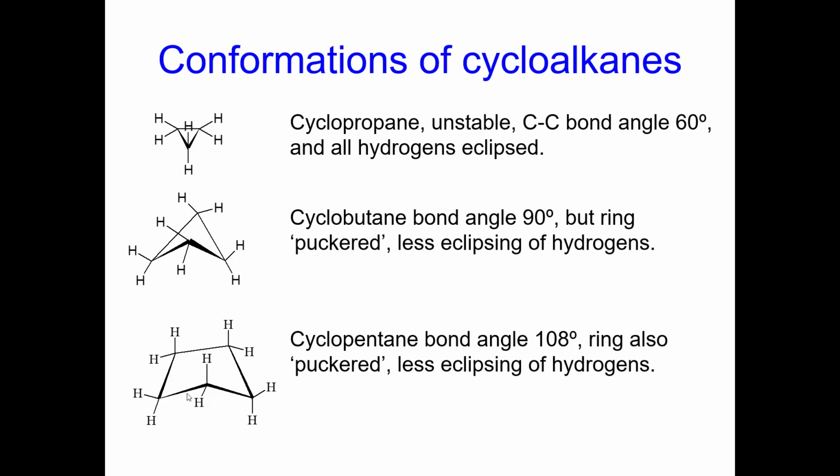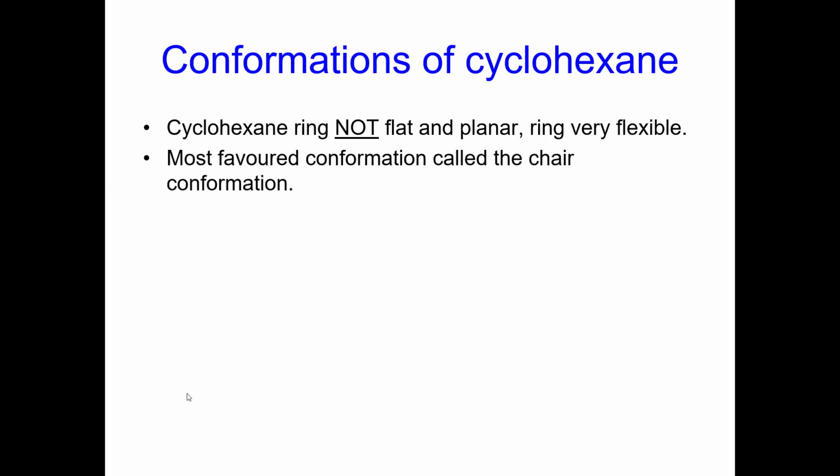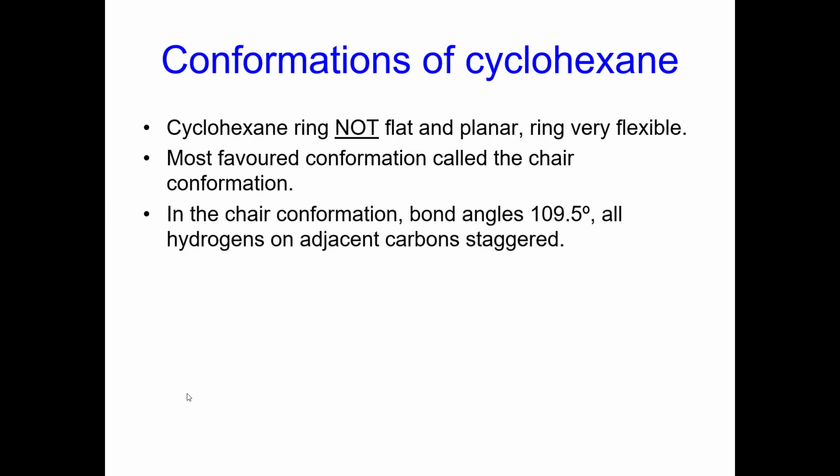And the main one we usually look at is cyclohexane. And again, it's not flat. It's not a flat molecule and it's not planar, okay? So again, it exists in 3D space. And the ring itself is really flexible because we have loads of single bonds in between those carbons. The most favoured conformation is known as the chair conformation, but there is also one called boat.